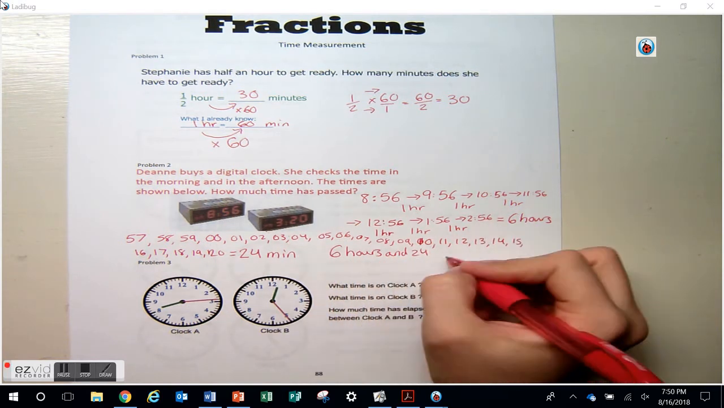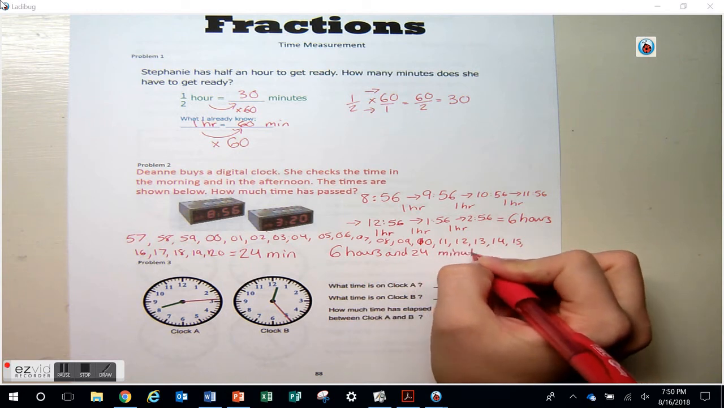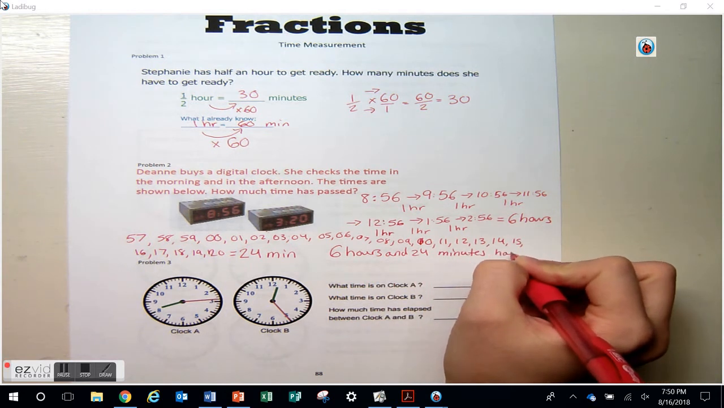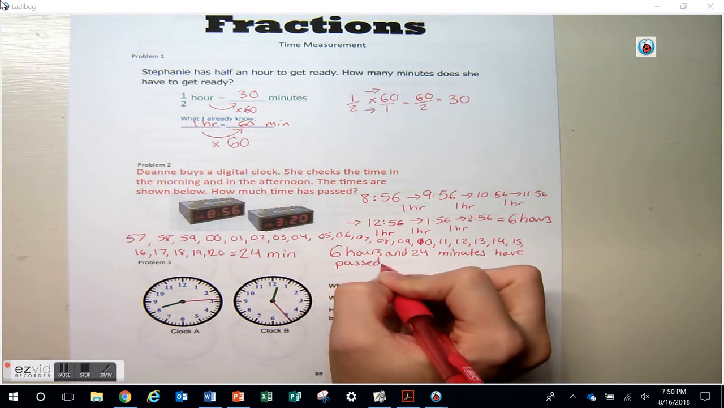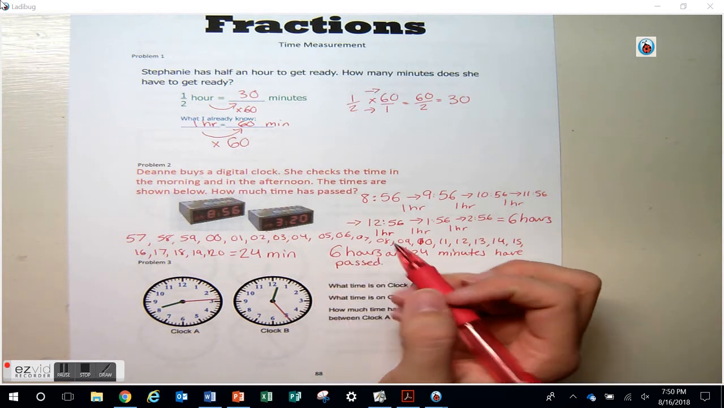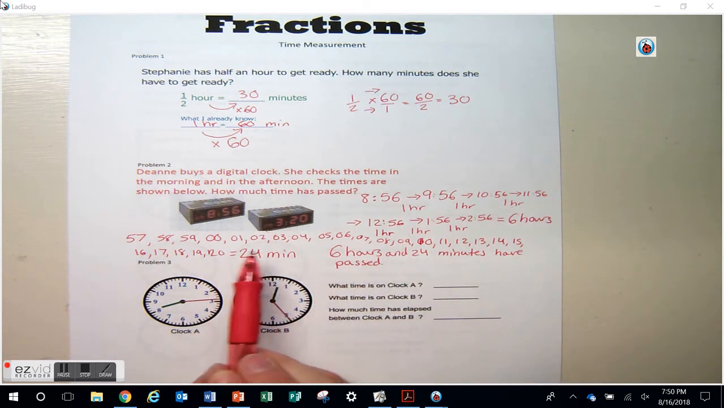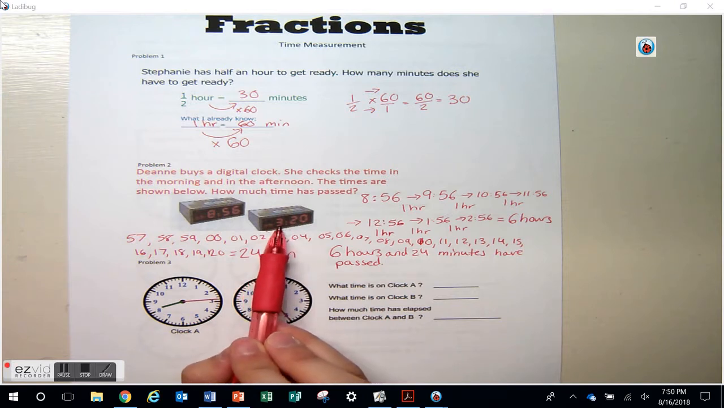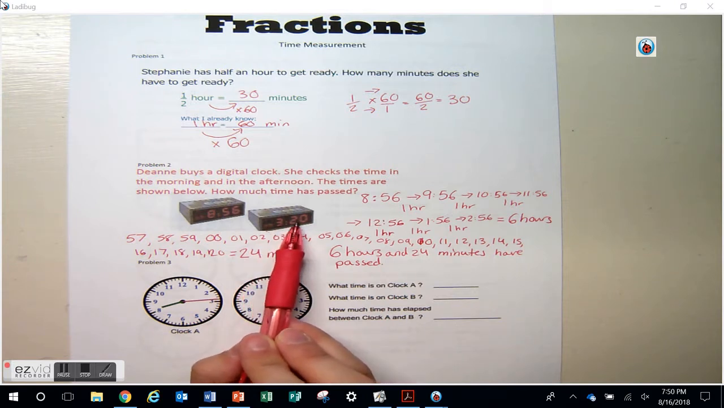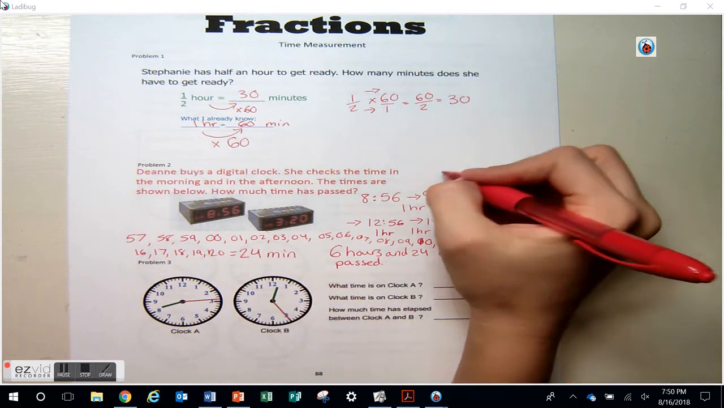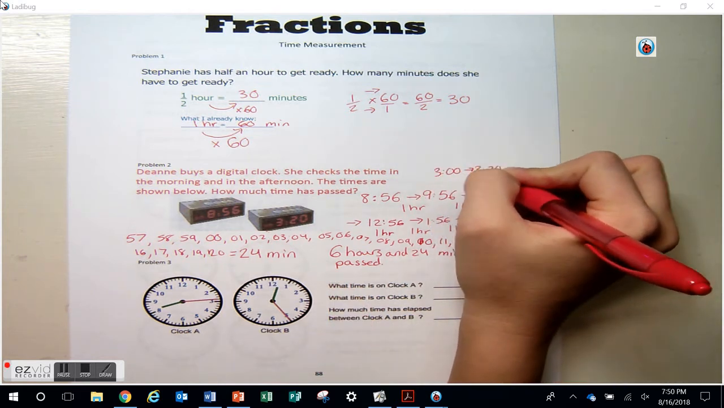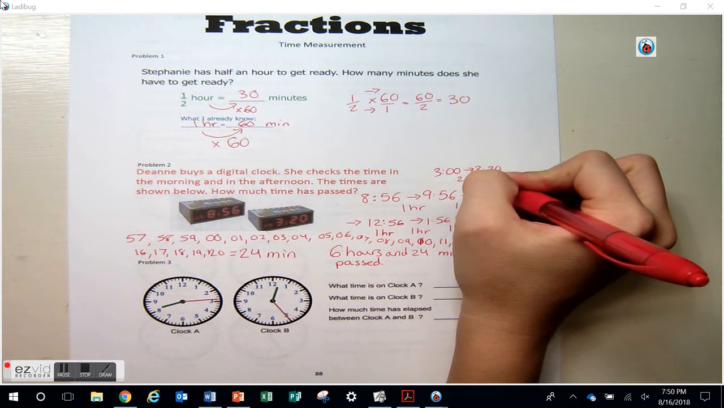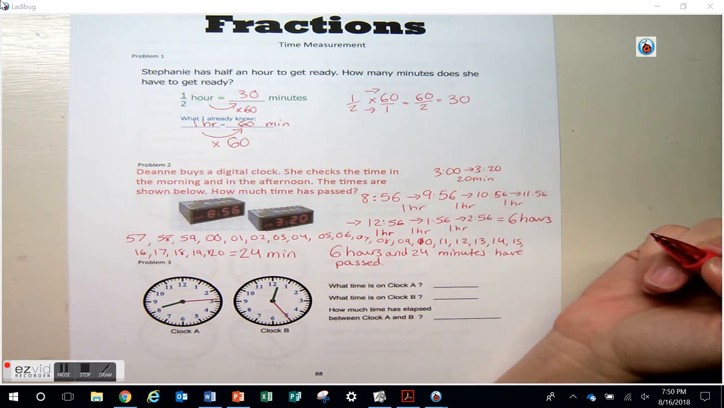6 hours and 24 minutes have passed. Now, some of you maybe looked at this problem and said, okay, well, to get from 3 o'clock to 3:20, there's 20 minutes. 3 o'clock to 3:20, that's 20 minutes.